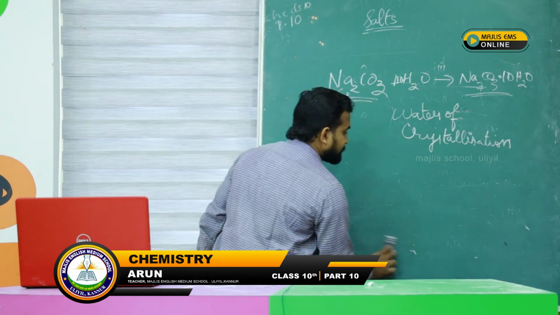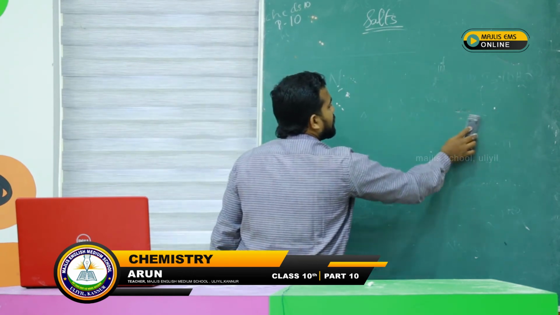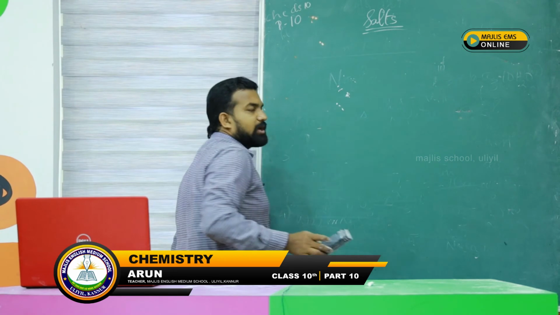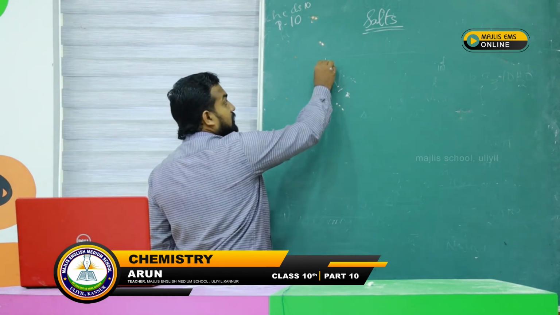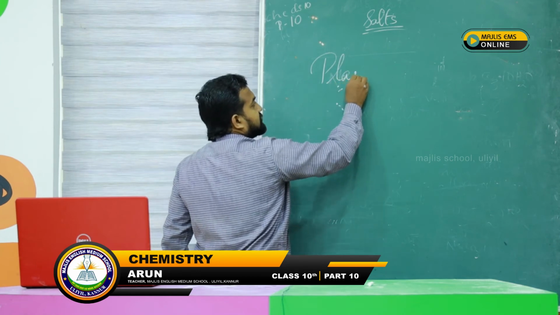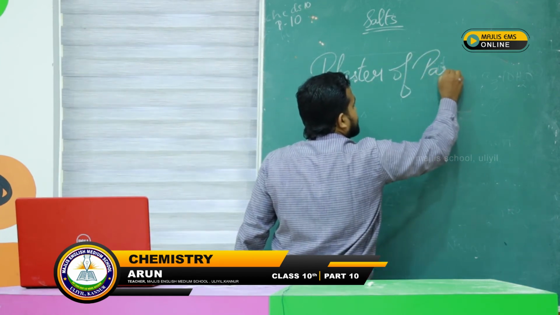Is that clear? Okay, so the uses you find out. You can refer to your textbook, you can refer to the internet, etc., and you can find out the uses of these common salts. And the last salt is plaster of Paris.